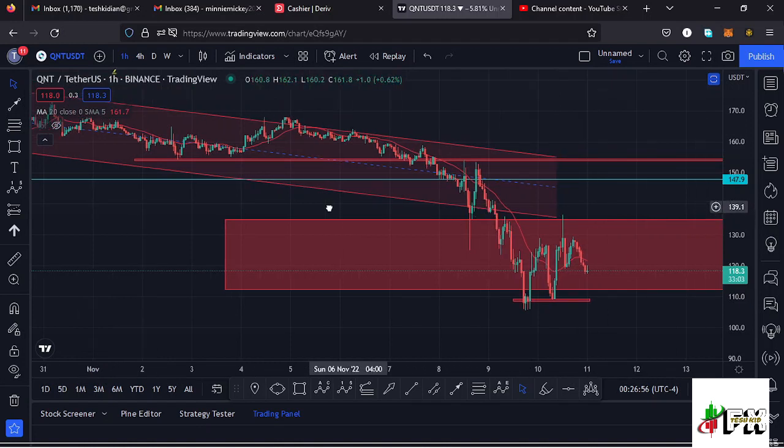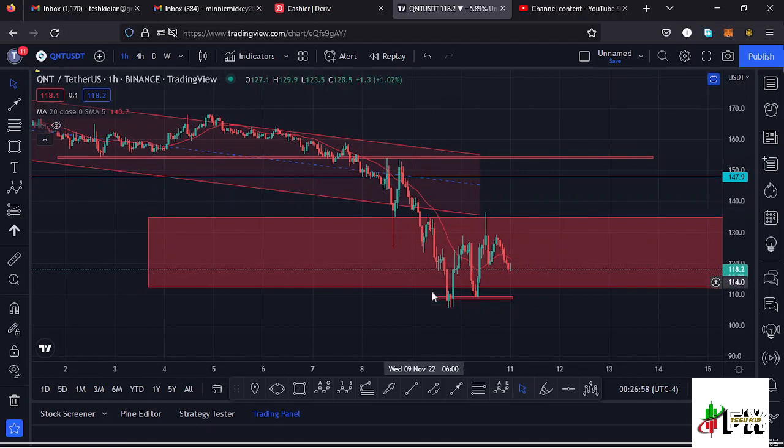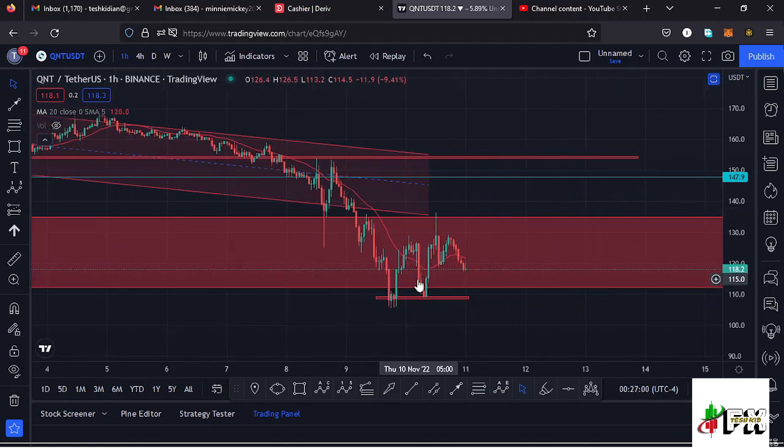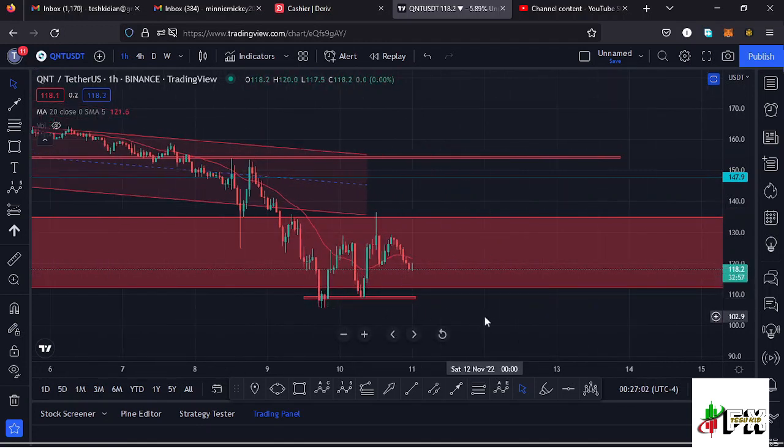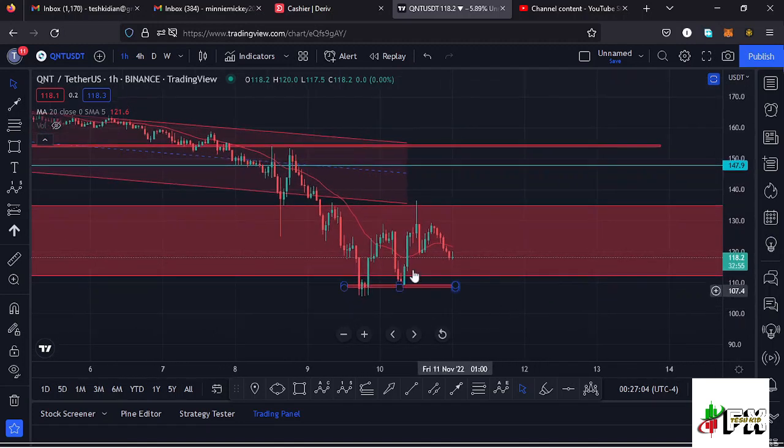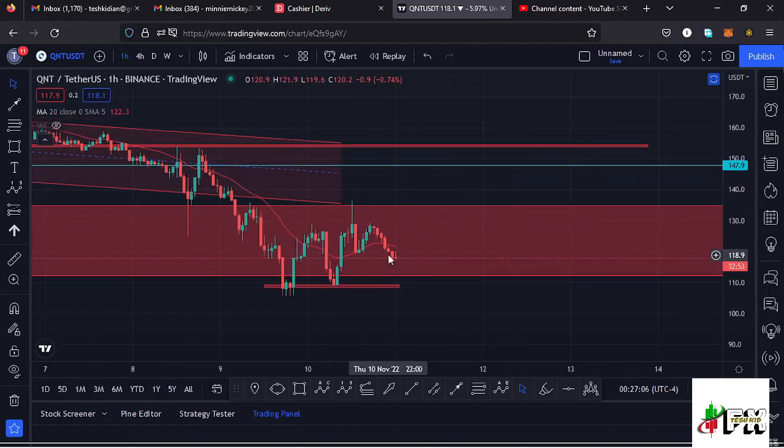And after breaking out of the channel, we got into our target area in the minimum retracement area in the formation of that higher Elliott wave count 2. And from what you can see here on the 1 hour chart, we are also trading below the 20-day MA, meaning it's also acting as resistance.